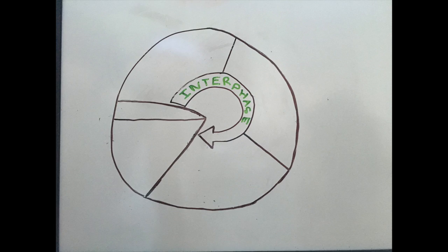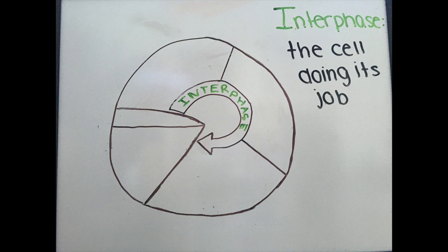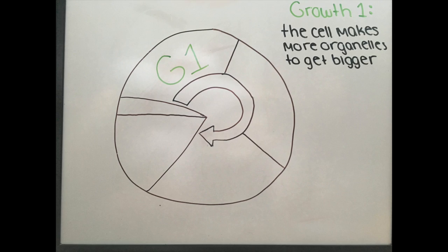The first step of the cell cycle is interphase. Interphase is when the cell is doing its job. Within interphase is G1, or growth 1. This is when the cell creates more organelles in order to become bigger.